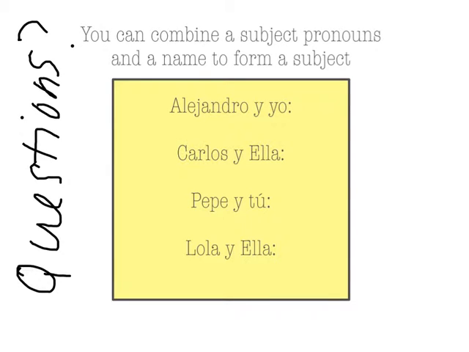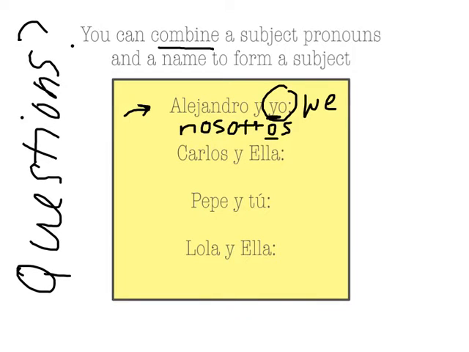Okay, the last thing we're going to talk about is that you can combine a subject pronoun and a name to form a subject. So if we said Alejandro y yo means I. So in Spanish, if we said Alexander and I, that would be we, right? So the we is nosotros. We're going to use the masculine form because Alejandro is a guy. So even if yo is male or female, we still have to use the male form of nosotros.